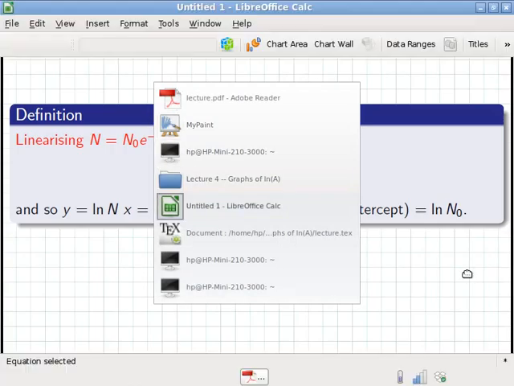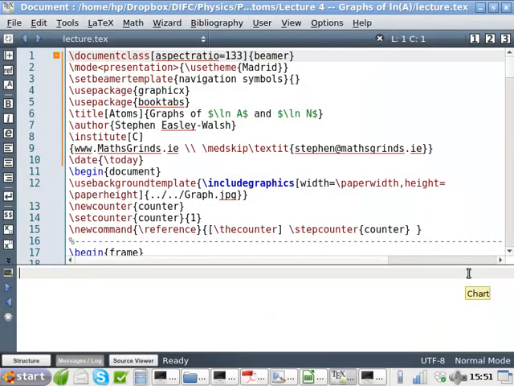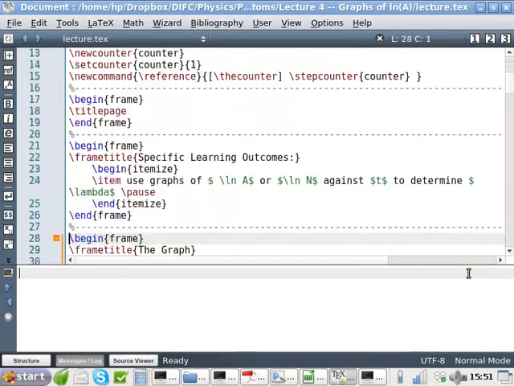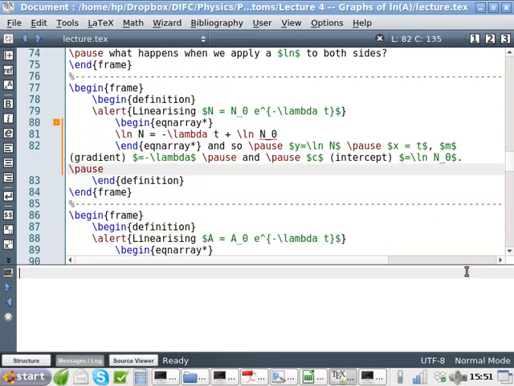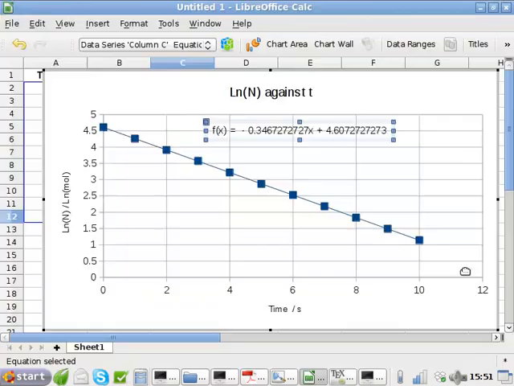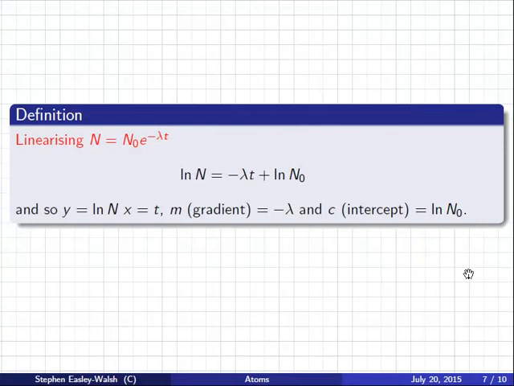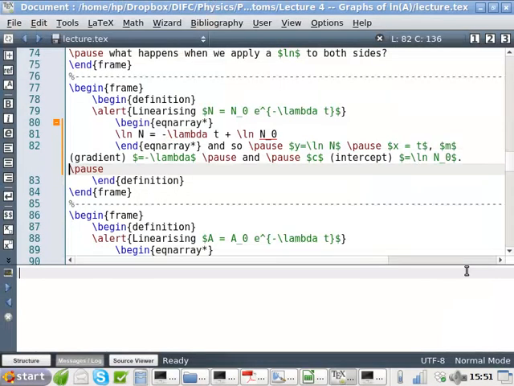Continuing. Let me just fix something here. I noticed I missed a comma. I missed my comma after my log. Right here.